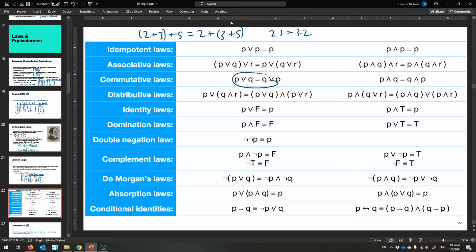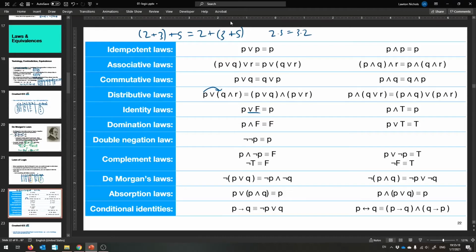Well, P or Q is the same as Q or P. P and Q is the same as Q and P. Distributive laws, things like multiplication distributing over addition. This is how it works. Like I want to bring the P inside of this. So it becomes P or Q and P or R. And likewise, this becomes P and Q, or P and R. Sorry, this is a lot of symbols.